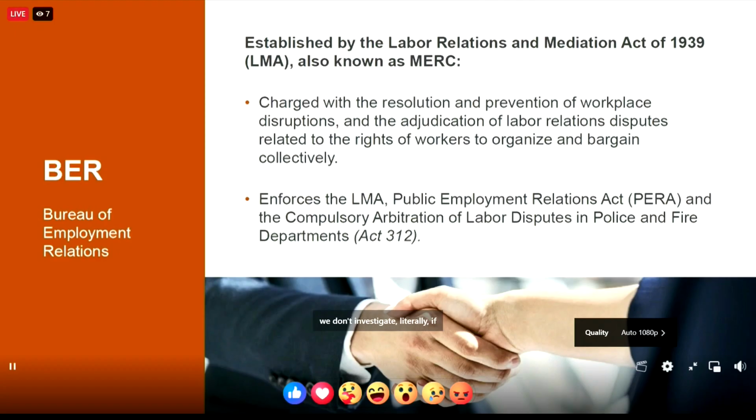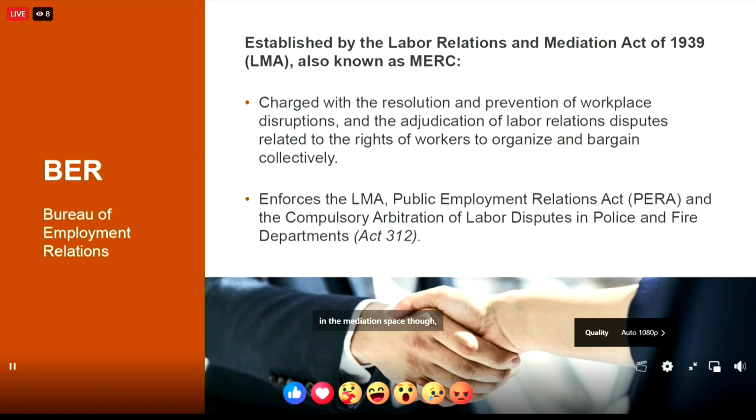So because we don't investigate, literally, if I'm an individual worker with an unfair labor practice without a union, without a labor organization, I'm going to be in that hearing pretty much by myself. And that's going to create some challenges for those workers to pursue their claims.